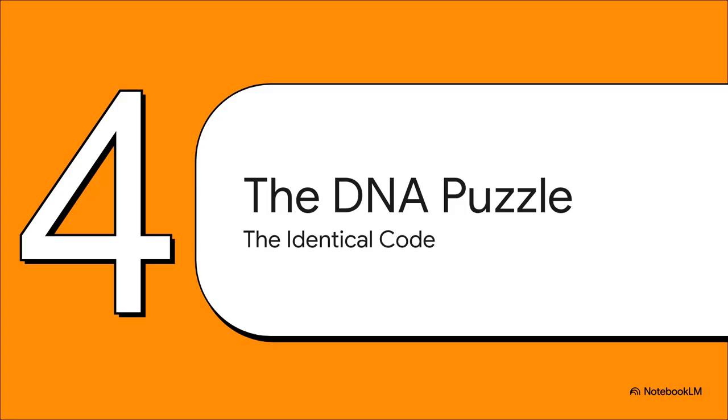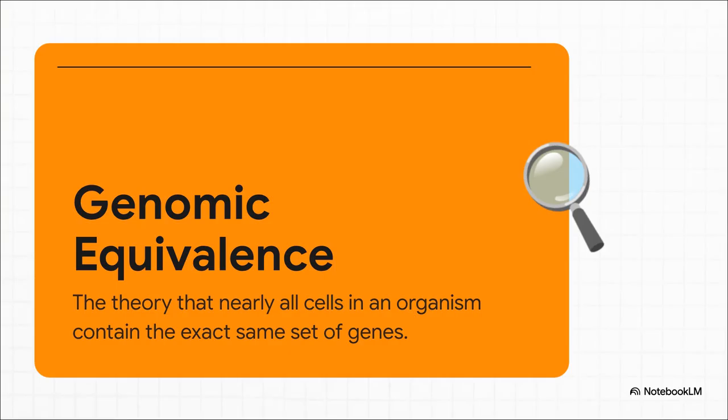And that contradiction leads us straight into the ultimate puzzle of modern biology, a puzzle that's hidden in our very own genetic code. The whole puzzle really starts with this one core concept, genomic equivalence. What that means is that basically, every single cell in your body, a skin cell, a liver cell, a brain cell, contains the exact same complete set of genes. The entire genetic library is in every room of the house.